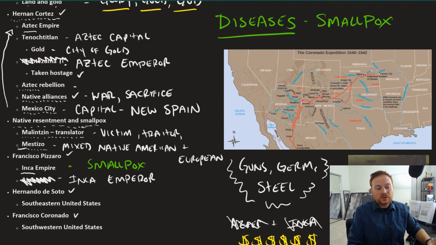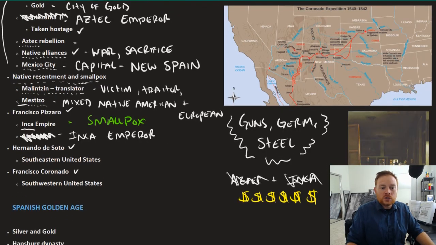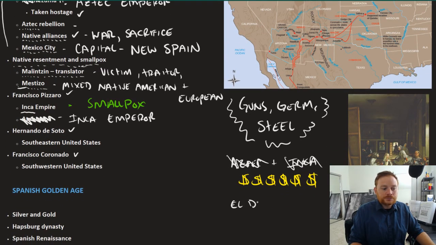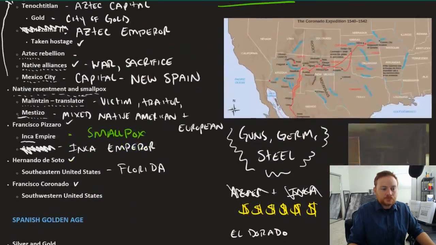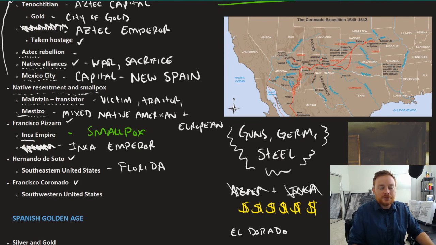Now, we know that there were no other empires comparable to the Aztecs and the Incas that were present in North America at the time. De Soto and Coronado didn't know that, but they went searching for it, right? They went searching for the city of El Dorado, which is partially inspired by these events here. De Soto created a Spanish presence in the southeast of the U.S. This is Florida. We'll talk more about Spanish presence in Florida. Francisco Coronado, who you see, and his explorations on this map here. He was one of the first Europeans to set eyes on the Grand Canyon. He was mostly involved in New Mexico.